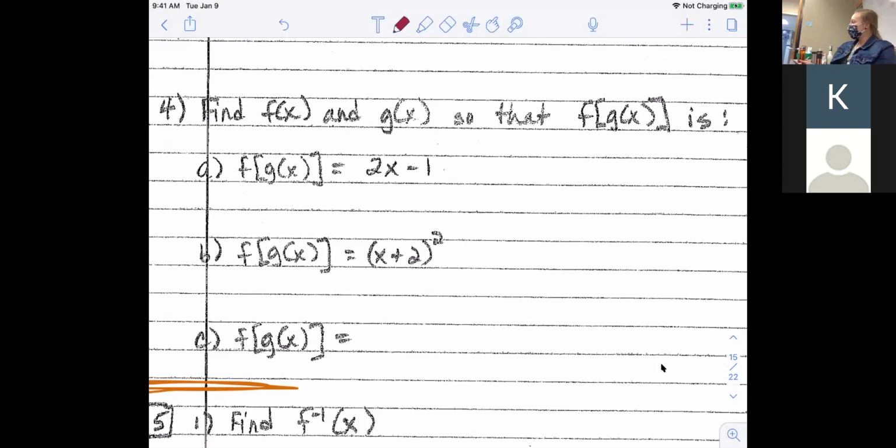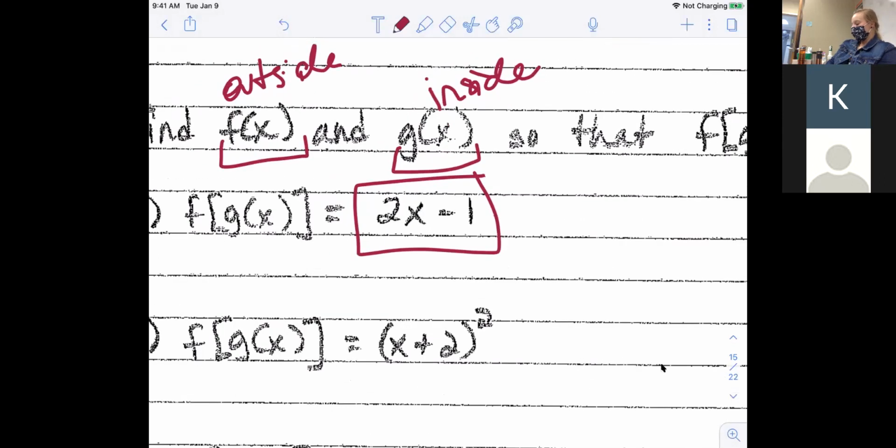We're doing a decomposition. That means this is my function, 2x minus 1, and I want to break it apart so that I have one function on the outside, f of x, and one function on the inside, which is g of x. So if I was given 2x minus 1, I need to break that apart into an outside and an inside function.